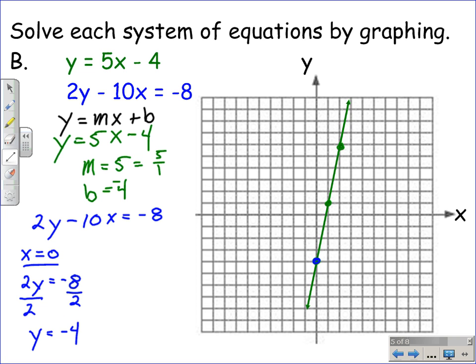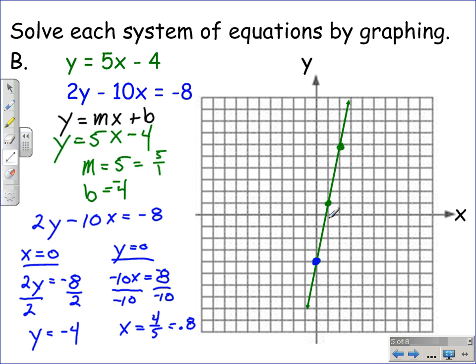So the y-intercept is negative 4, and we can see that that point falls right on the point from the other equation. Now to find the x-intercept, we choose y to be equal to 0. When y is equal to 0, the 2 times y ends up going away because 2 times 0 is 0, and that will leave us with negative 10x is equal to negative 8. We divide each side by negative 10, and when we simplify this, x ends up being equal to a positive 4/5, or approximately 0.8.